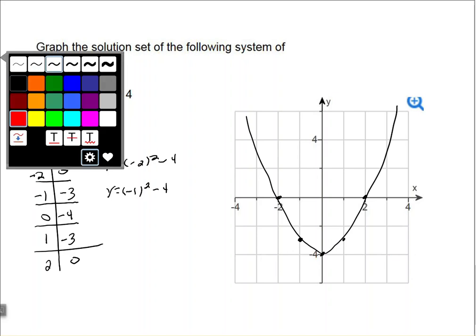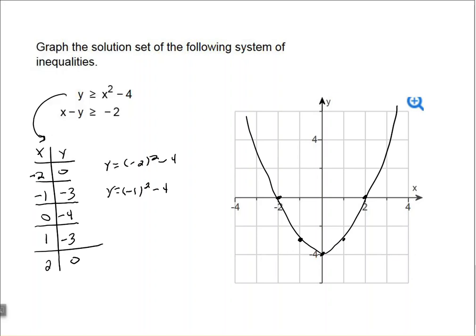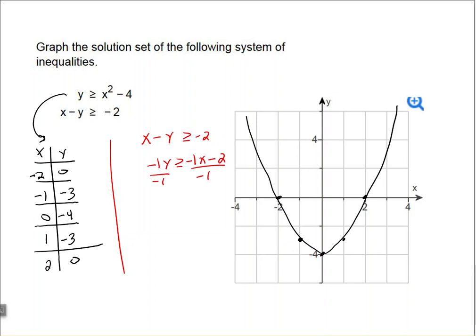The second equation is a linear equation because we don't have an exponent of square, anything an exponent greater than 1 there, and everything is in the numerator. So x minus y is greater than or equal to -2. Let's go ahead and solve that inequality for y. So subtract x. And then divide both sides by -1. Now remember, when you divide both sides of an inequality by a negative number, you must reverse the inequality symbol.